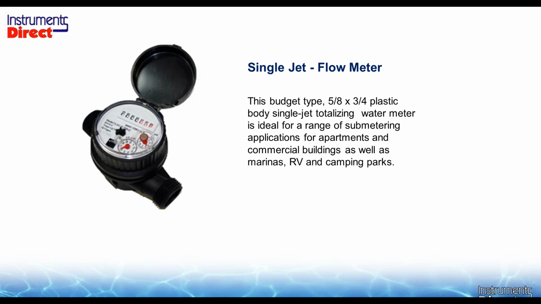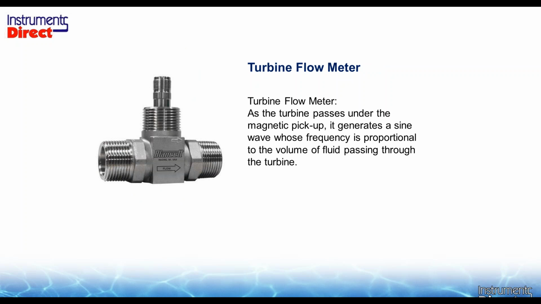You can get it with a display, and then most of these devices we just looked at, you can probably get a pulse output, so you can use the pulse to go to some remote information or remote counters should you need to do that. And then, of course, there's just the traditional turbine flow meter. A turbine flow meter, as everybody probably knows, is basically a turbine that turns around and has a magnetic pickup, and it creates pulses. Those pulses or frequencies are proportional to the volume passing through the turbine.